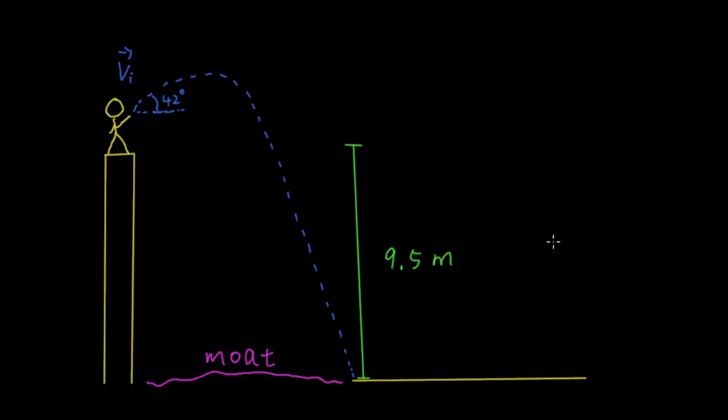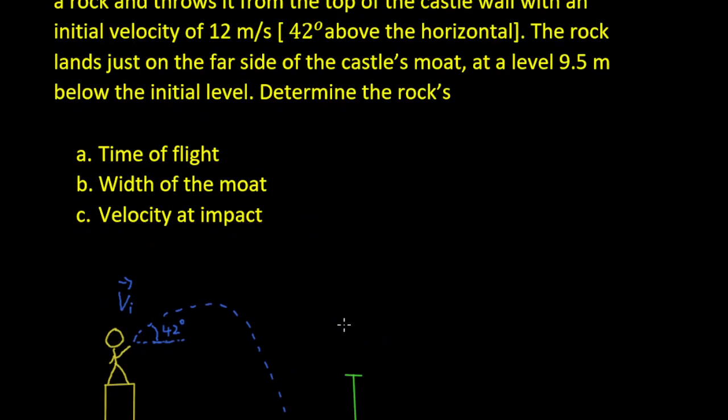Okay, here's the picture of the situation. So the prince throws a rock here, and then it lands on the ground here, and has the moat. And the wall is 9.8 meters above the ground. Okay, so let's calculate part A, time of flight of the rock. So part A. Now, what formula should we use?